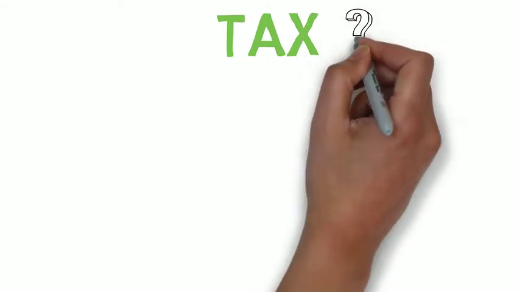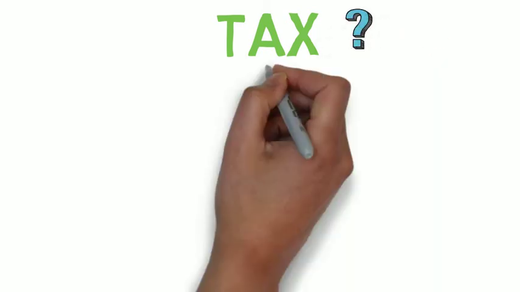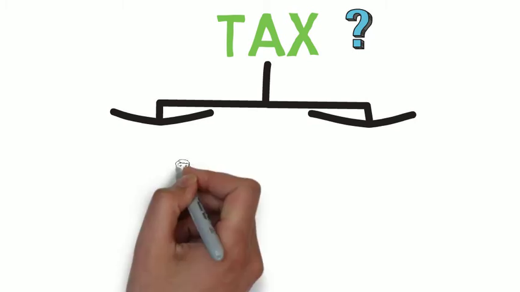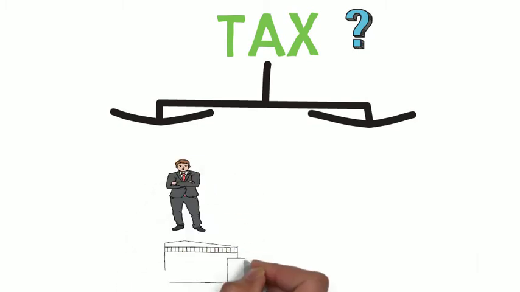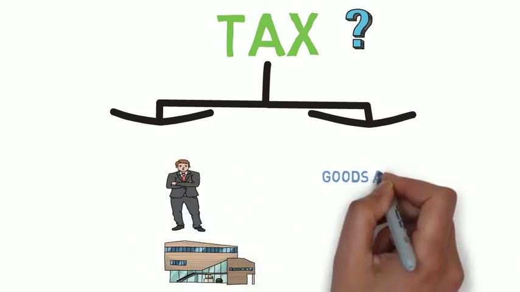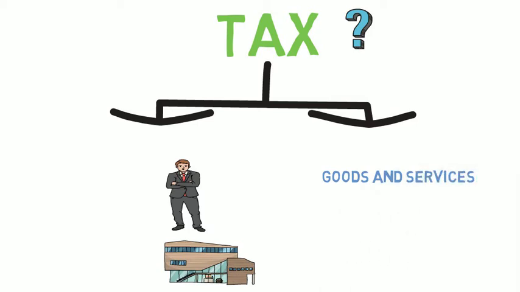So in what ways can the government tax its citizens? The government taxes its citizens in two ways. One, on the income of individuals and corporate entities, and second, on the sale and purchase of goods and services. The first type is known as direct tax and the second is known as indirect tax.